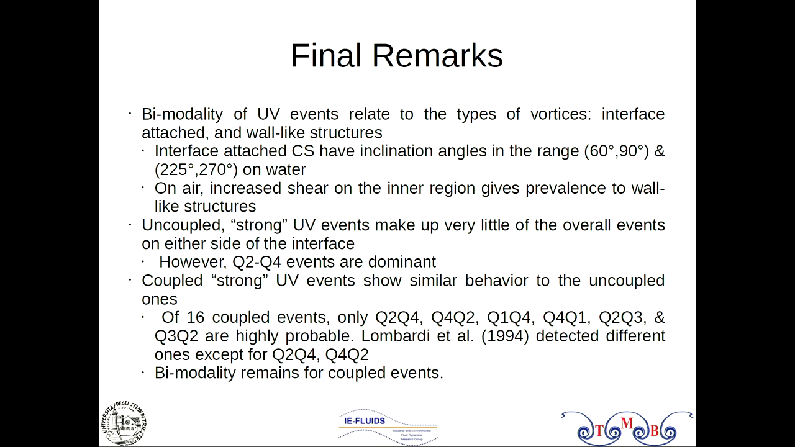And this is basically uncoupled strong events, which make very little of the overall events. And then of all the 16 coupled events, only Q2, Q4, which are the most important ones, are highly probable. This comes with a little bit of difference with the previous works in DNS. Not our exact case, but they detected very different highly probable events, except for the Q2, Q4, and Q4, Q2. And bimodality remains. So that's all. Thank you.